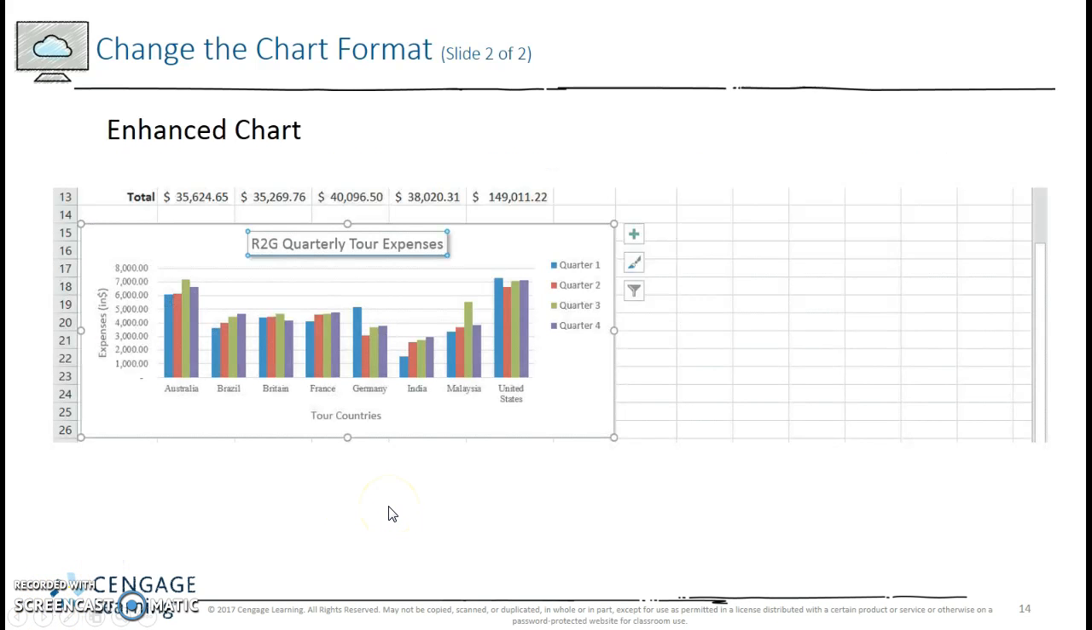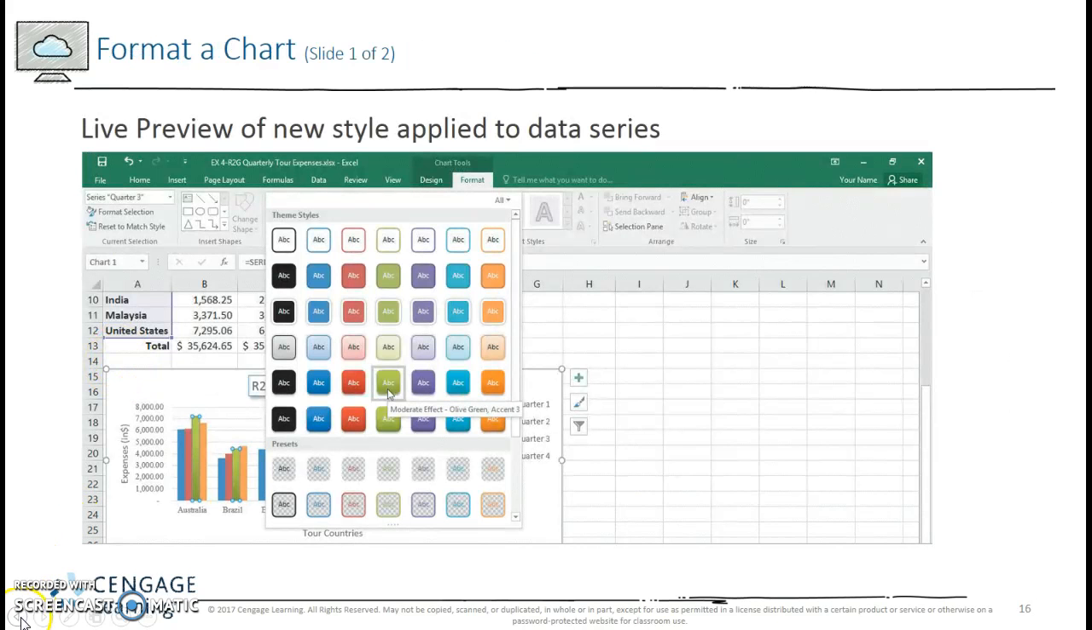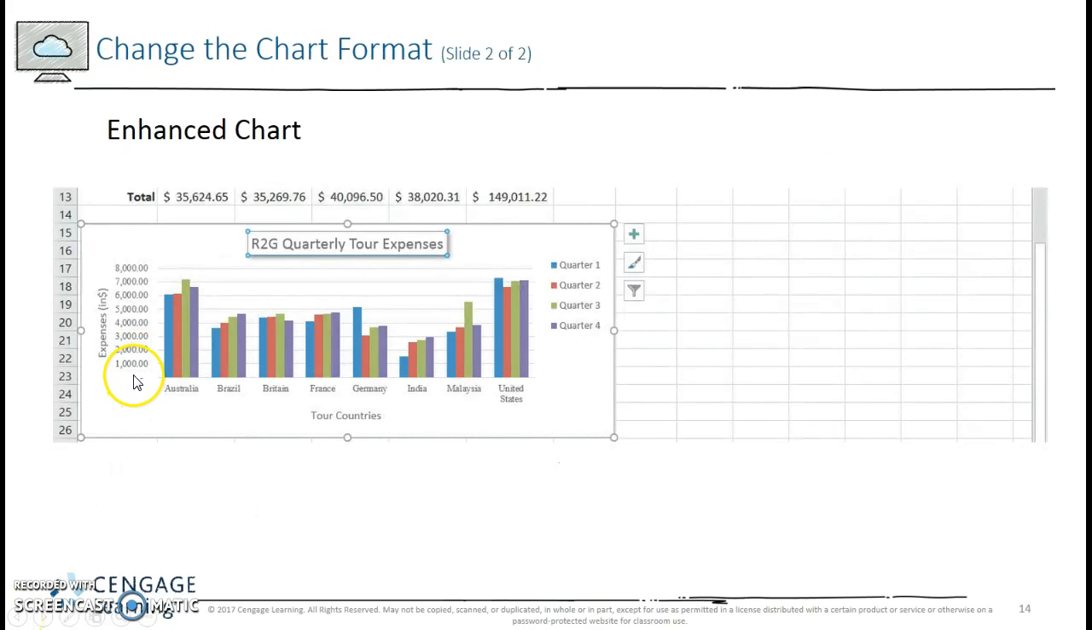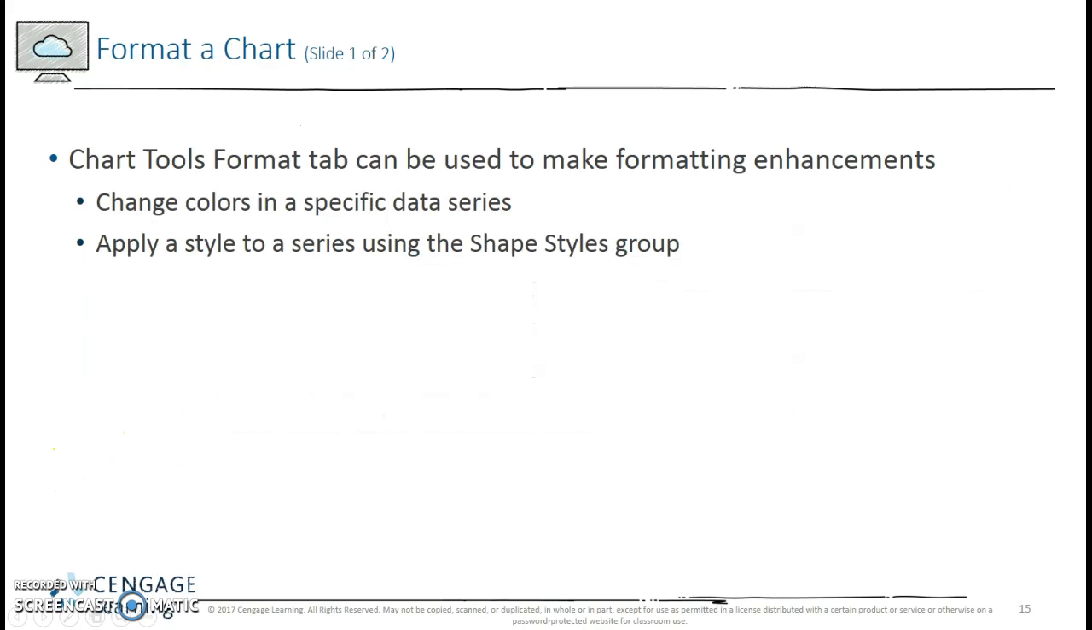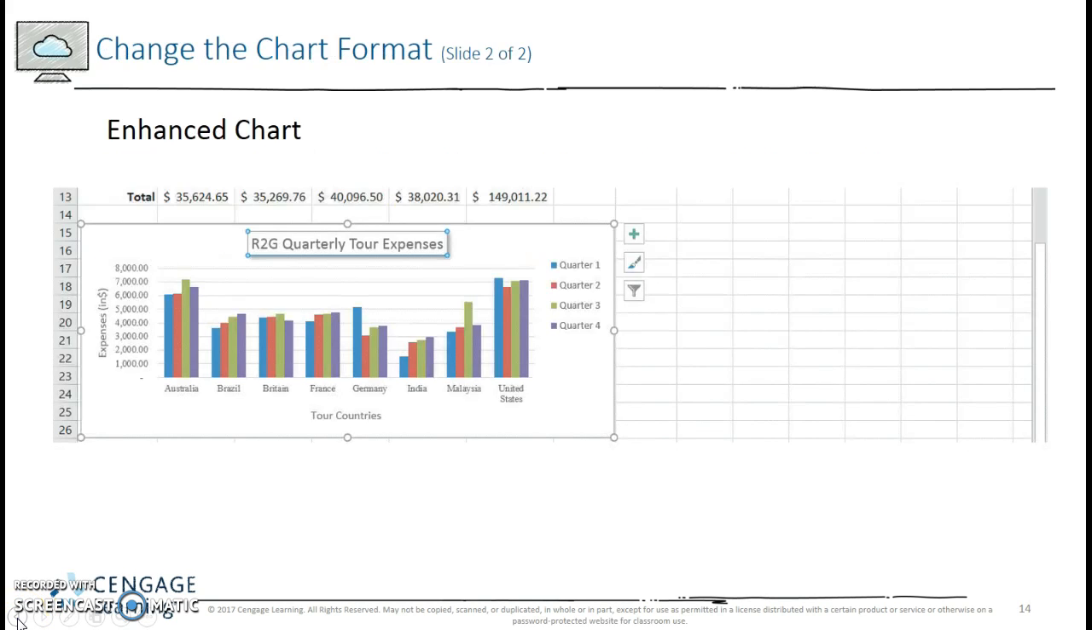Here's a look at an enhanced chart. As you can see, the range starts at 0, then goes to 1,000, then 2,000, then 3,000. You can change these values. Maybe you want it to go from 0 to 500, then 1,000, and then 1,500. That would be an example of changes you could make to the chart, and this is an example of an enhanced chart.